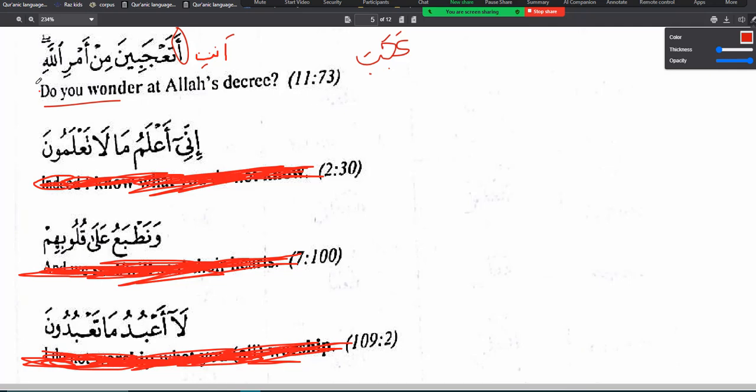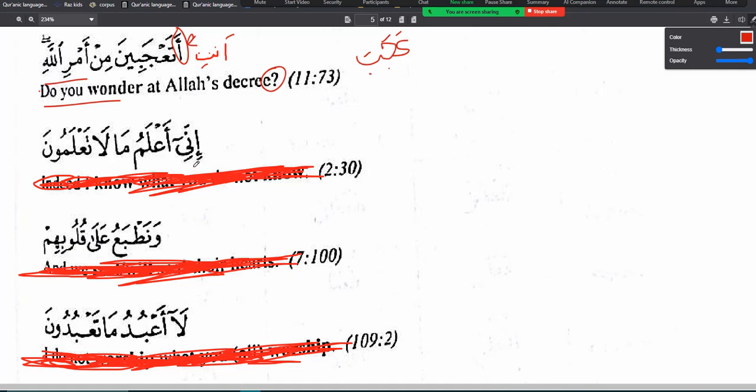Min amrillah. What is this? Allah's decree. Amrillahi, what grammar is this? Phrase, idafa. Very good. So here it's a question, and you can see the question mark in the translation. If you see a question mark, then you should know that there's a question word. Which is the question word here? Do you wonder at Allah's decree? It's a question word. Okay.